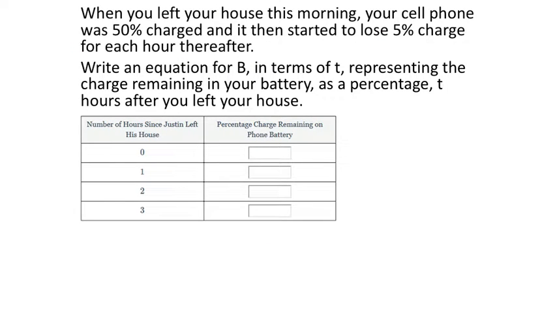So another table one, when you left your house this morning, your cell phone was 50% charged, and then it started to lose 5% charge for each hour thereafter. Write an equation for B in terms of T. So just so we remember, that's Y in terms of X for us. When we write the equation, representing the charge remaining in your battery as a percentage T hours after you left your house. Now in the table, we got number of hours since Justin, or you, I guess, left your house. Percentage charge remaining on the phone or battery, which, again, that tells us immediately what the X and Y values are for the table.